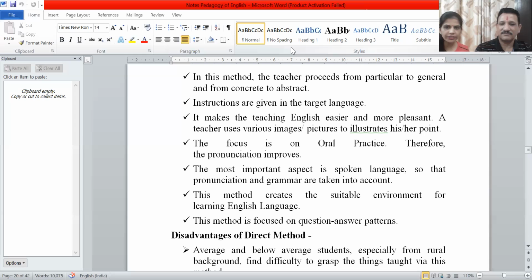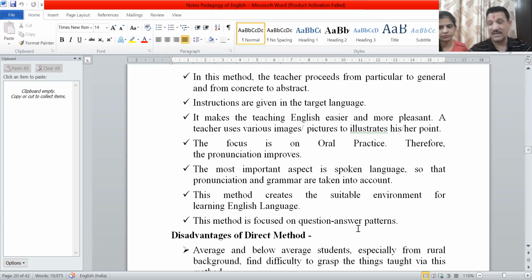Next, the most important aspect is spoken language, so that pronunciation and grammar are taken into account. Next, this method creates a suitable environment for learning the English language. The last one, this method is focused on question answer practice. Yes, the pattern is question answer.